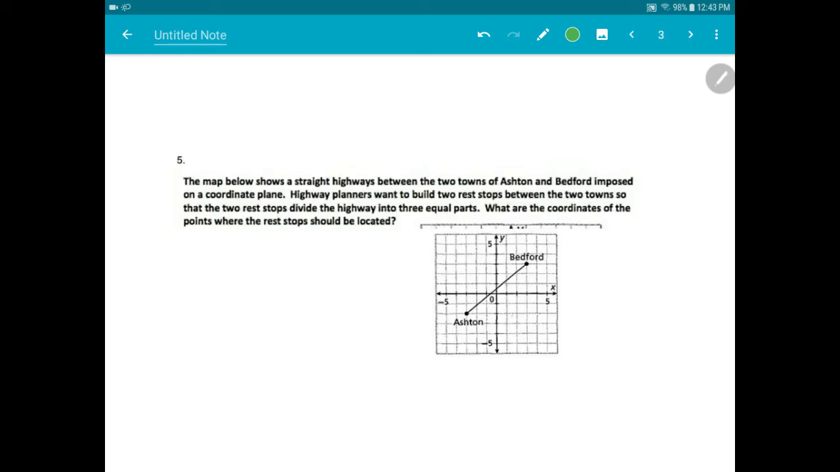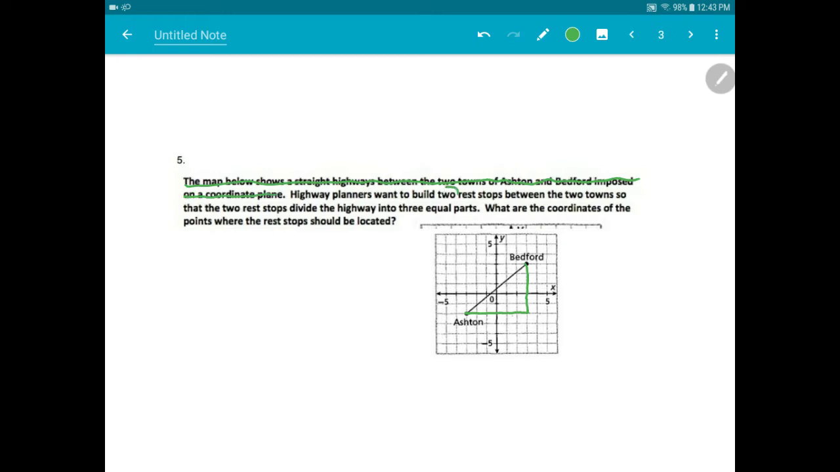Okay, the one below it is a little bit harder. We still need to do the same setup. So I'm still going to set up my right triangle. The map below shows straight highways between the towns of Ashford and Bedford. I'm going to cross all that out. It's not telling me anything I need to do on a coordinate plane.